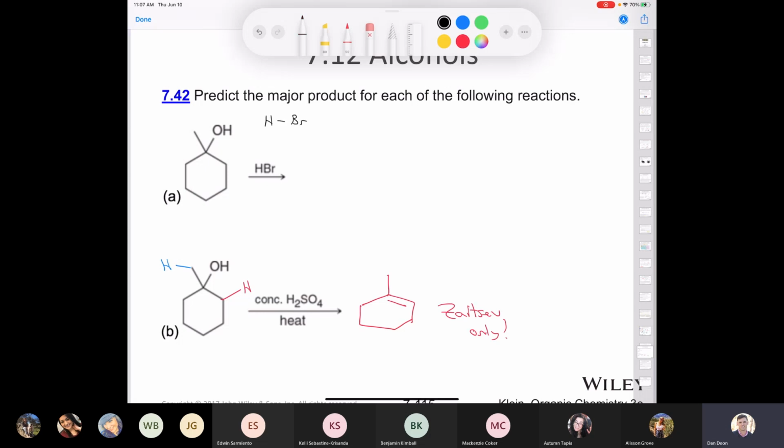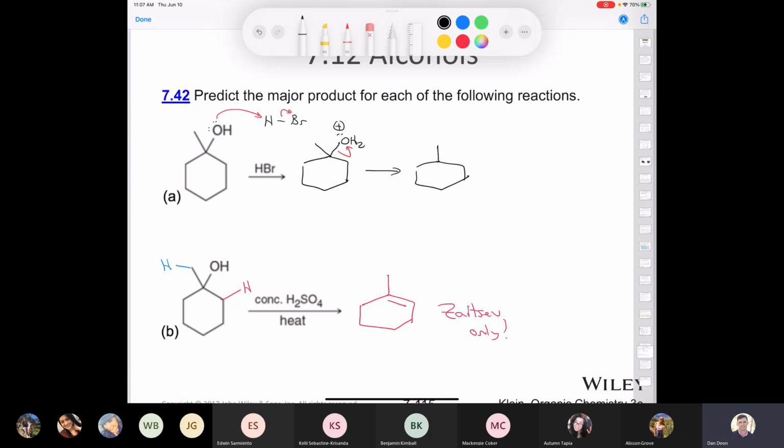The next one, let's draw the mechanism just for fun. Remember, the first step is a proton transfer. So I have lone pairs here. I do my proton transfer and convert that hydroxyl into a good leaving group. I've got my positive charge here. The leaving group leaves like that, so I end up with my carbocation.